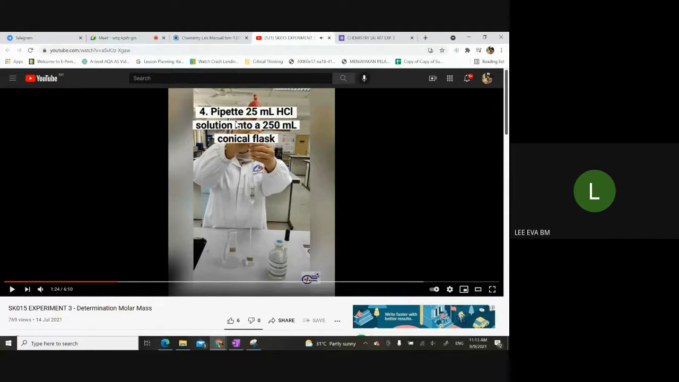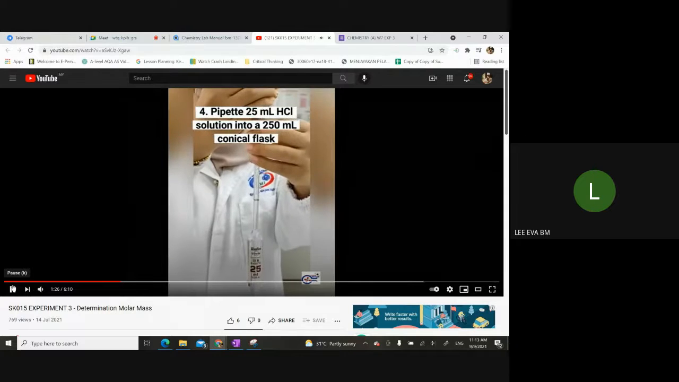So this is important. Okay. In the conical flask, we only use 25 milliliter. So remember to do your conversion. 25 milliliters is equivalent to 0.025 liter. Ramai yang tak tukar unit. Jadi awak punya pengiraan akan jadi salah. Okay. So 25 milliliters of HCl.